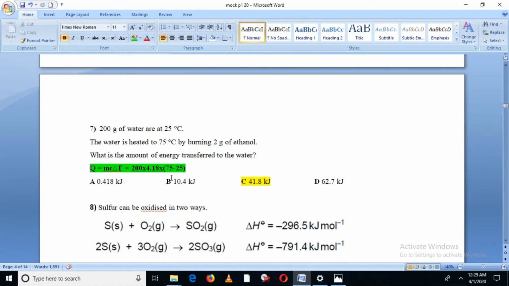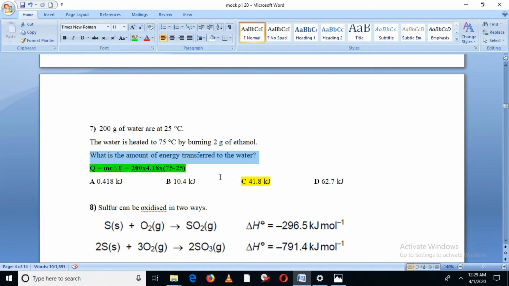Further going to MCQ number 7: 200 grams of water at 25 degrees Celsius is heated to 75 degrees Celsius by burning 2 grams of ethanol. What is the amount of energy transferred to the water? This is an MCQ from the chapter enthalpy changes. If you see the statement, he is asking what is the amount of energy transferred to the water. He is not asking for the enthalpy change for the reaction as ethanol burns. So he is only asking for the amount of energy that is transferred to the water.